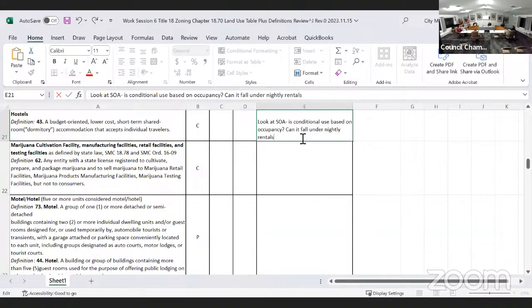Do we have a hostel in Sylvania? I don't think so. No, but there are some individuals who have dreams of us having one here someday. Never know.